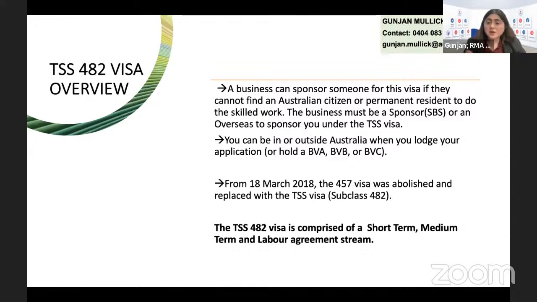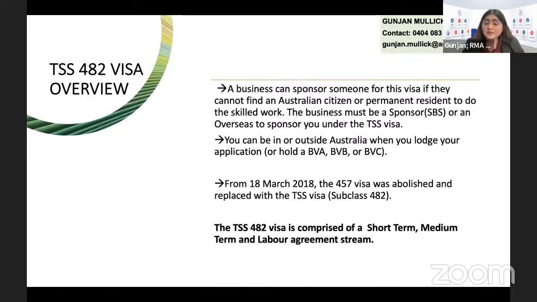From 18th March 2018, the 457 was abolished. As a lot of people know, the 457 was renamed and now it's called 482. However, there have been some people who were privileged because they came on a 457 and then got stuck due to COVID, or they lost their job, or they lost their hours. So there have been some COVID concessions.